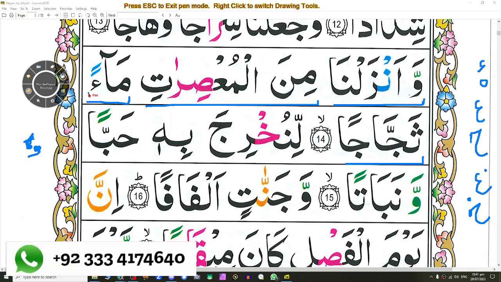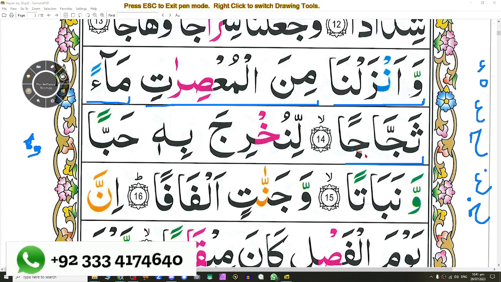So, if any letter has tanween on it, and the letter next to it does not belong to the throat letters, then also we apply ikhfa. And the elements of ikhfa on a letter with tanween are the same as the elements of ikhfa on noon with sukoon. That is, number one, we have to read the sound of noon in our nose. Secondly, we have to stretch the sound for 1 second. And thirdly, we must not touch our tongue anywhere.